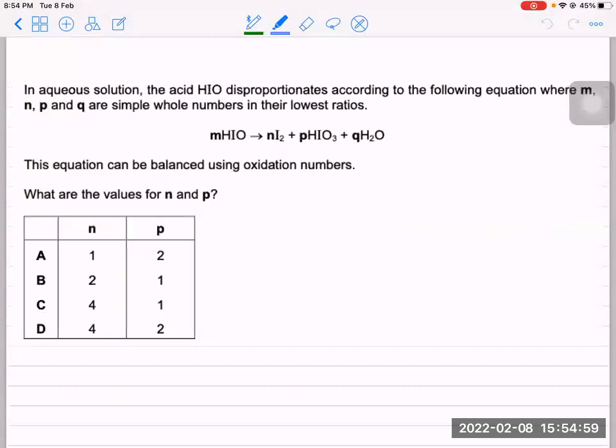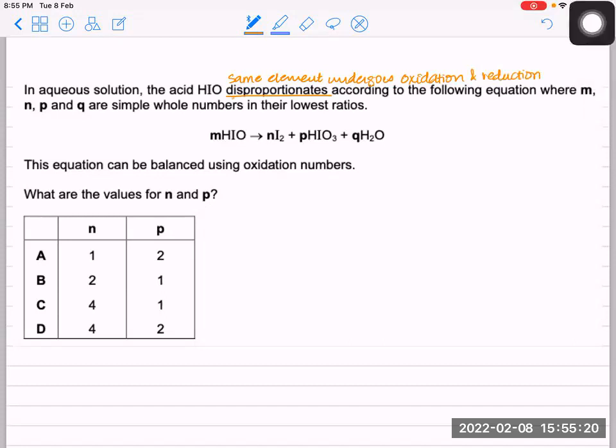In aqueous solution, the acid HIO disproportionates. We know what disproportionation is, where the same element undergoes both oxidation and reduction. So let's see. According to the following equation, where M, N and P are simple whole numbers in the lowest ratios. So let's see. You have HIO becoming iodine and HIO3.